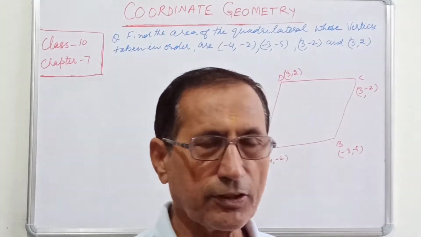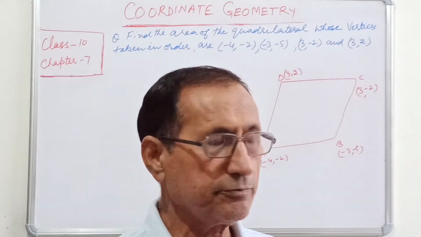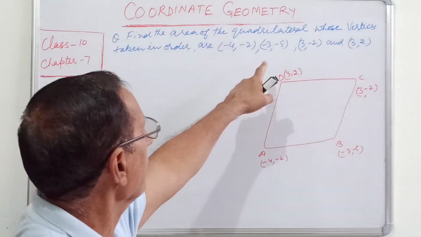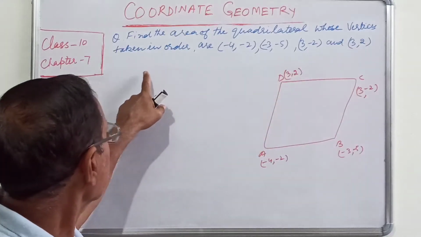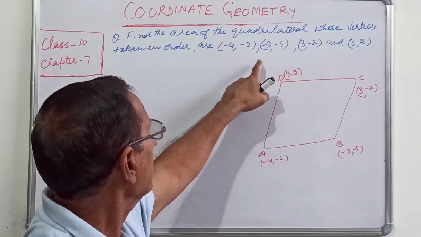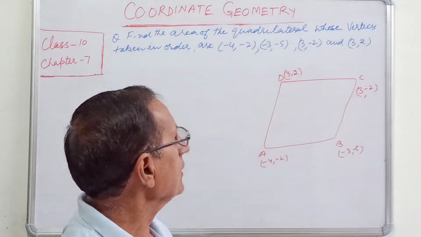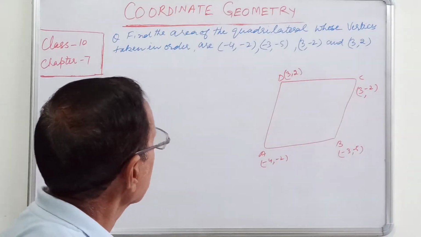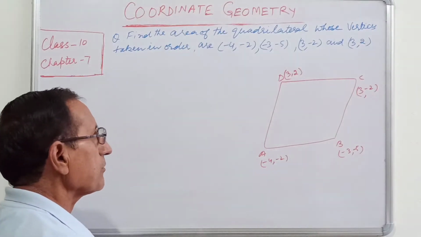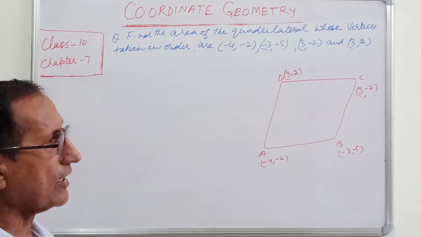So here is a video for you on coordinate geometry in continuation with the previous videos. The question here is: find the area of the quadrilateral whose vertices taken in order are (-4, -2), (-3, -5), (3, -2) and (3, 2). Let the quadrilateral be ABCD, whose vertices I have written here. So we have to find the area of this quadrilateral.